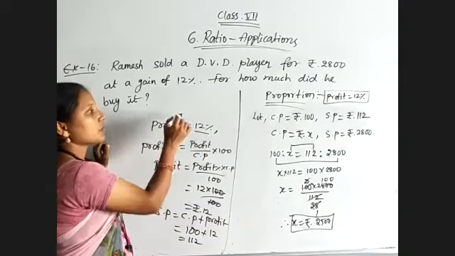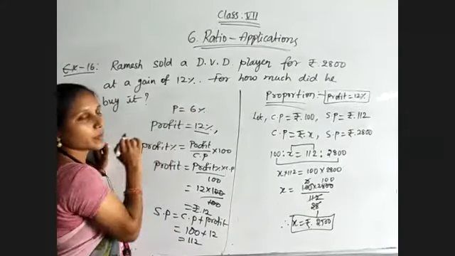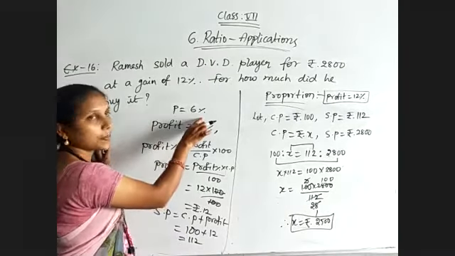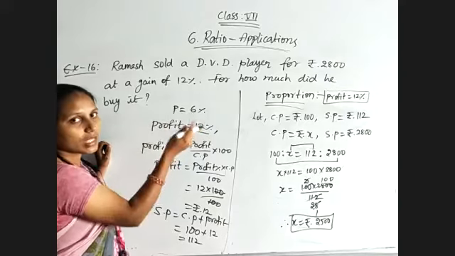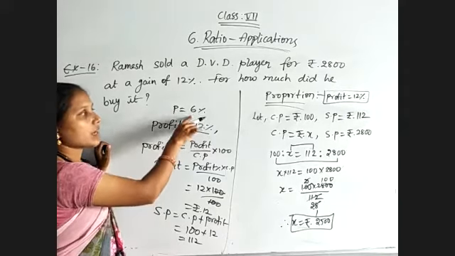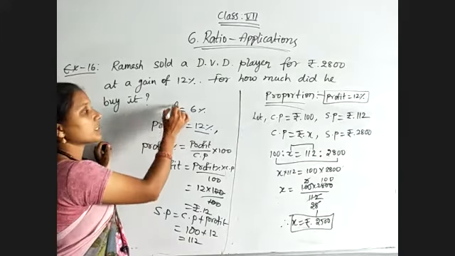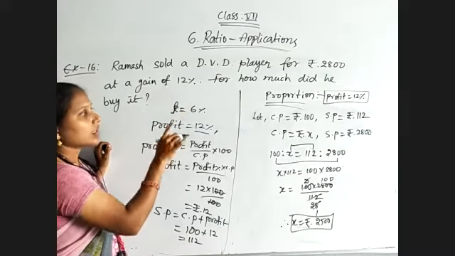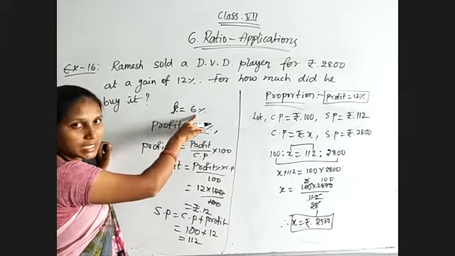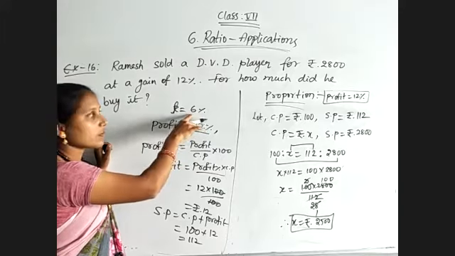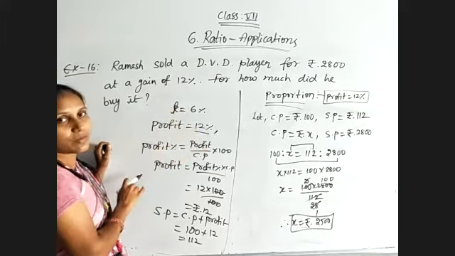Suppose profit of 6% is given. In that case, if CP is 100, then profit will become 6 rupees. Then SP will be 100 plus 6, 106. If loss is equal to 6% given, in that case SP is CP minus loss. So loss is 6%, CP is 100, then loss will be 6 rupees. SP will be equal to 100 minus 6, 94 rupees we will get.